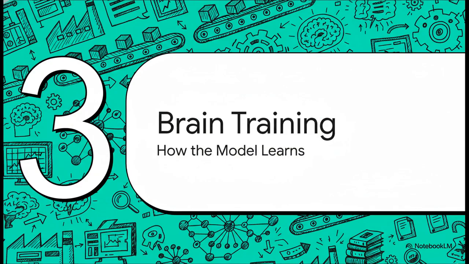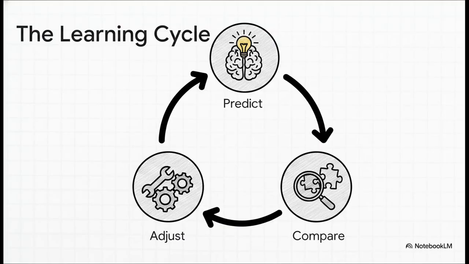Section 3, brain training, how the model learns. All right, welcome to the engine room, step 4. The model learns through a relentless cycle of trial and error. First, it makes a prediction, like guessing what the next word in a sentence should be or trying to identify a label for an image. Second, it compares its prediction to the actual real data. Did it get it right, or was it way off? Finally, it adjusts its internal parameters to reduce its errors for next time. And it repeats this cycle millions, actually billions of times, gradually building up a statistical understanding and getting smarter with every single batch of data.